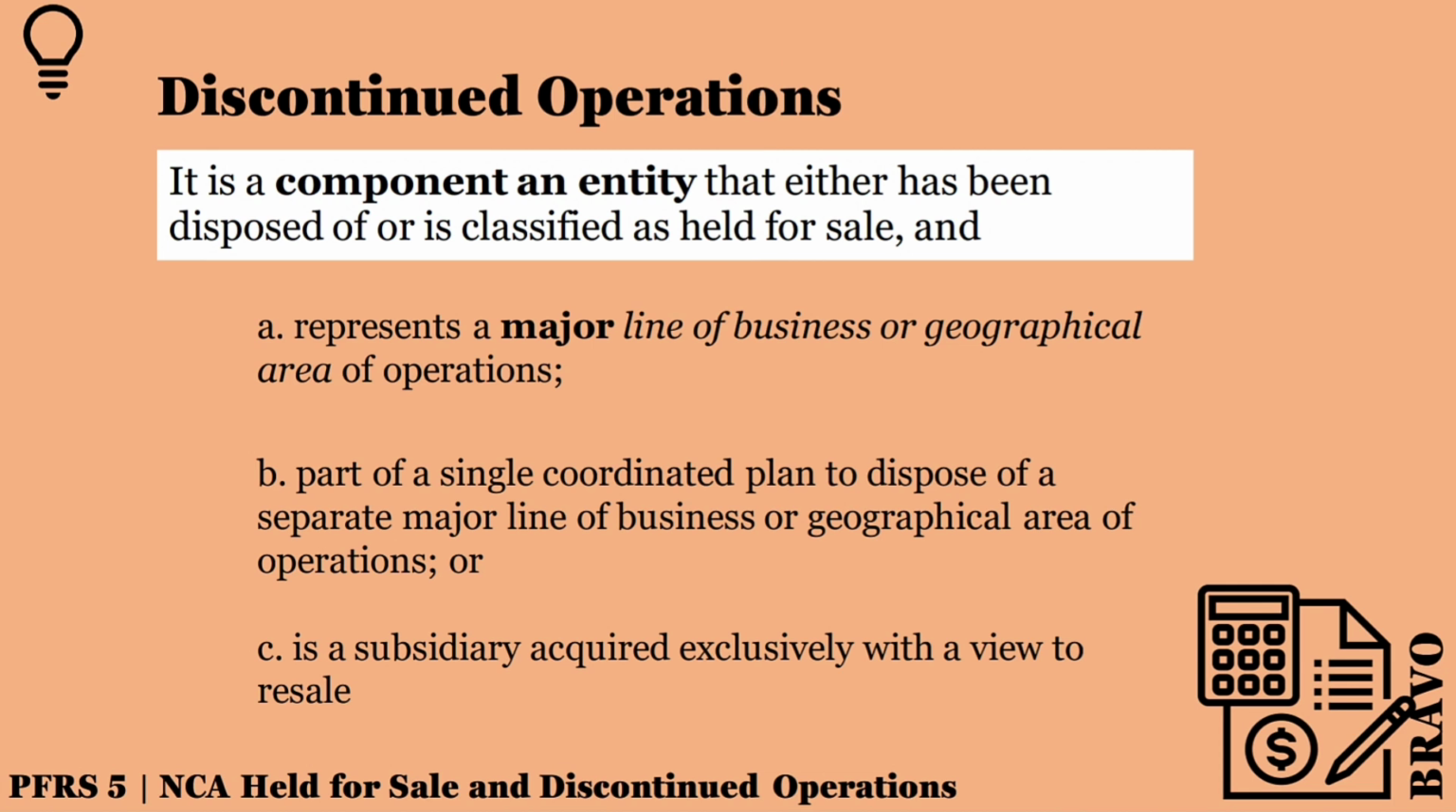A discontinued operation is a component of an entity that either has been disposed of or classified as held for sale. And letter A, it represents a major line of business or geographical area of operation. Next is the part of a single coordinated plan to dispose of a separate major line of business or geographical area of operations, or lastly, if it is a subsidiary acquired exclusively with a view to resale.